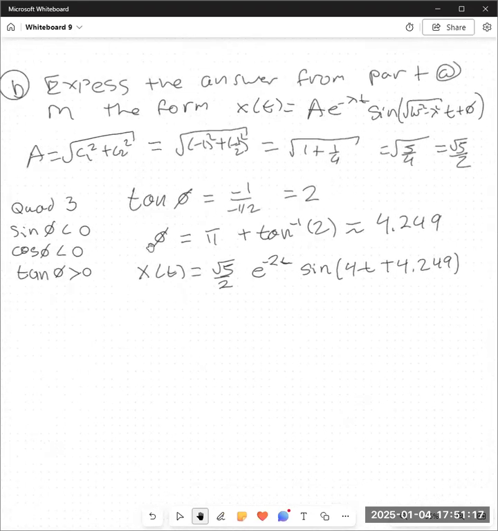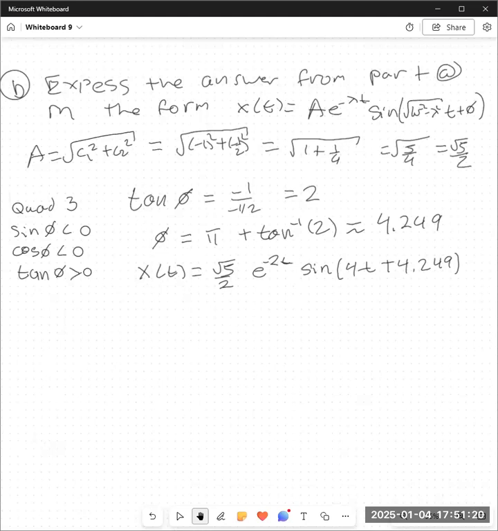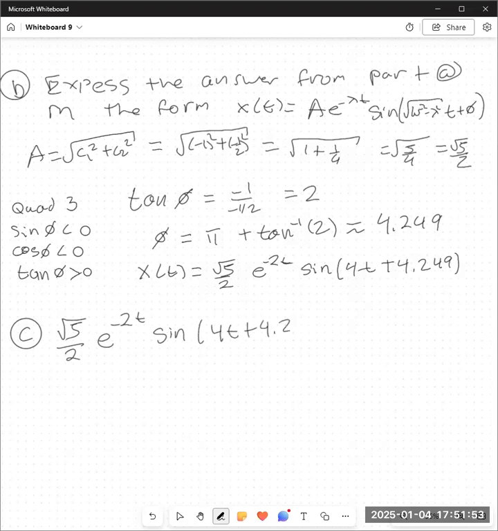For part C, they want us to find the first time at which the mass passes through the equilibrium heading upwards. So to do that, we're going to take this equation, set it equal to 0, and I'm going to get a generic solution here.